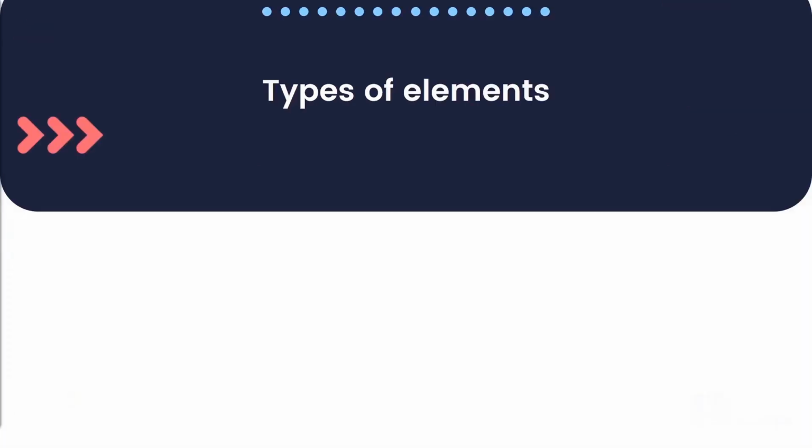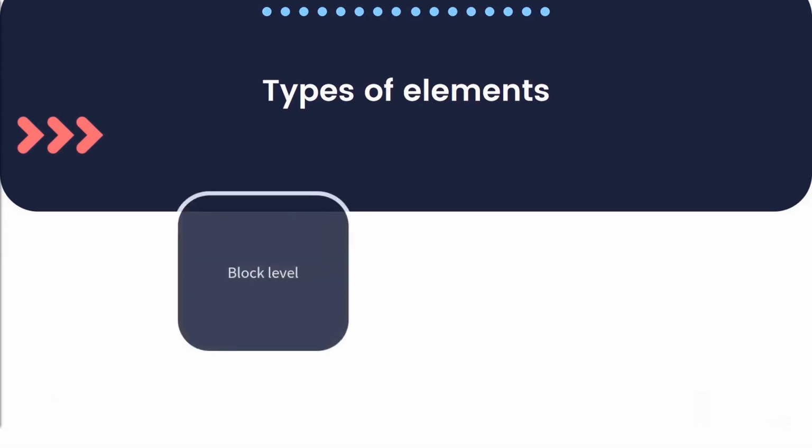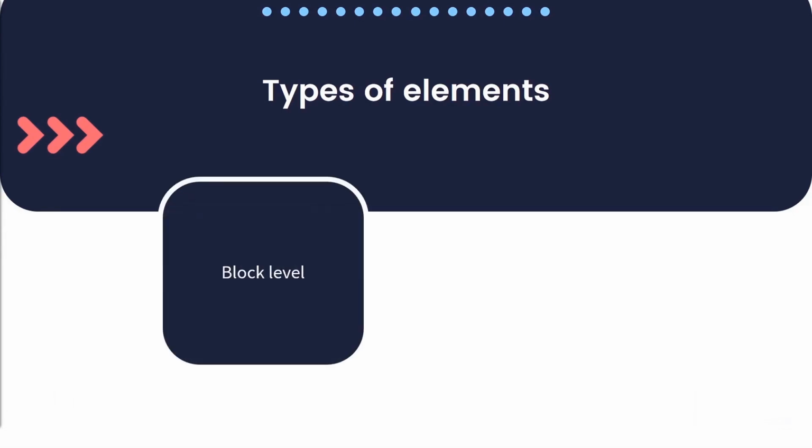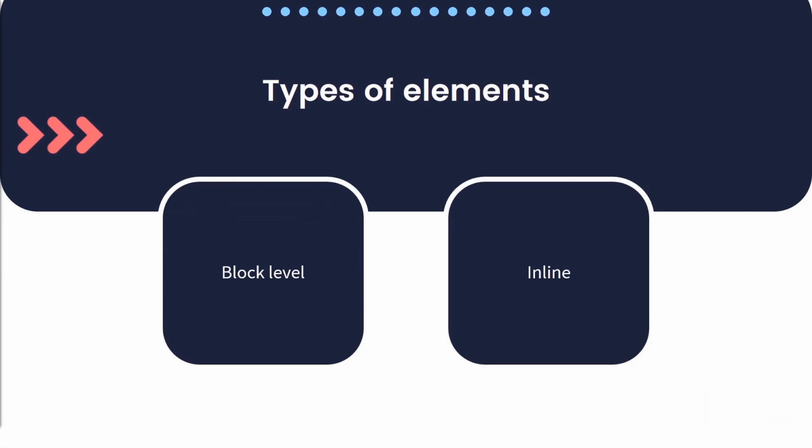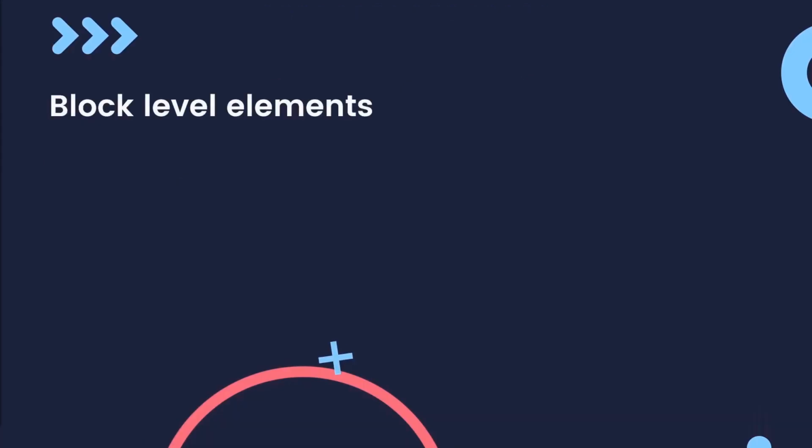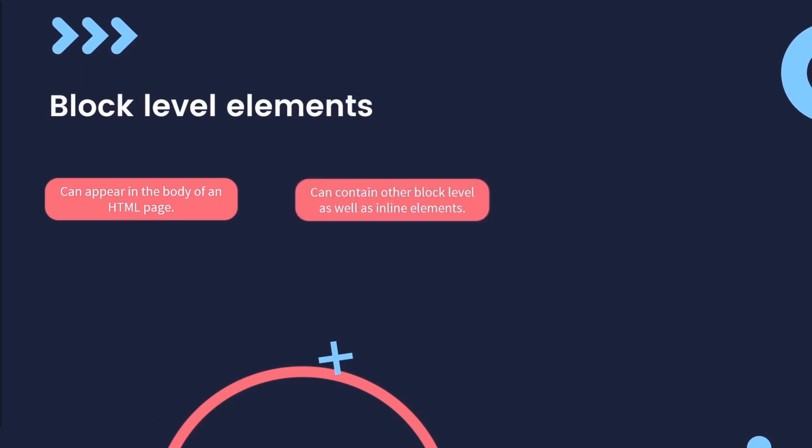Now, I did also mention that we have two different kinds of elements. Firstly, we have block level elements, and then we also have inline level elements. But let's dive a little deeper and unpack the two to distinguish the difference between each of them. Now, when it comes to block level elements, there are some overlapping characteristics with inline level elements. So the first characteristic here is that they can appear in the body of an HTML page. They can actually appear anywhere in the HTML document, but in most cases you tend to use them within the main body, the main content of your web page. And then it can also contain block level elements as well as inline level elements.